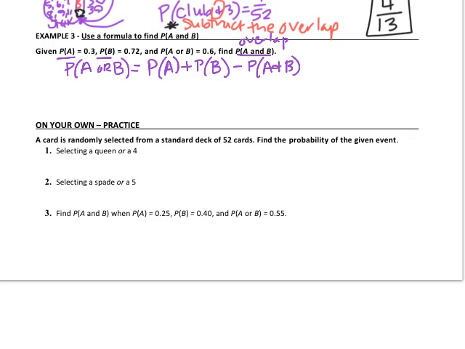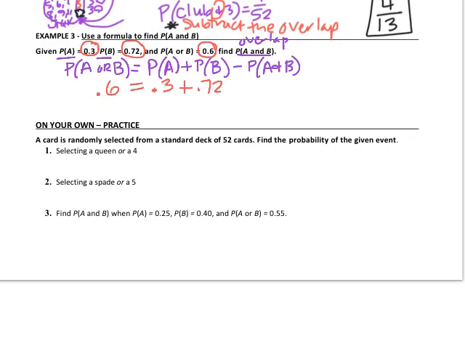All right, and we already know the numbers. It tells us right here that the probability of A taking place is 0.3, and the probability of B taking place is 0.72, and then it tells us that the probability of A or B taking place is 0.6.